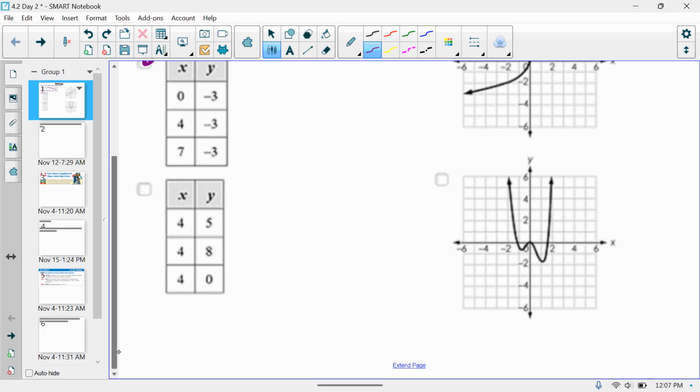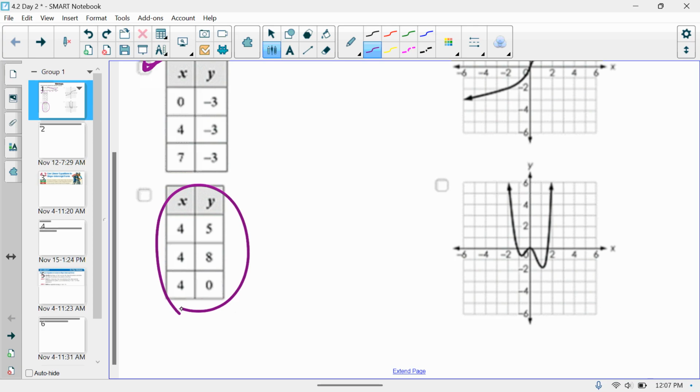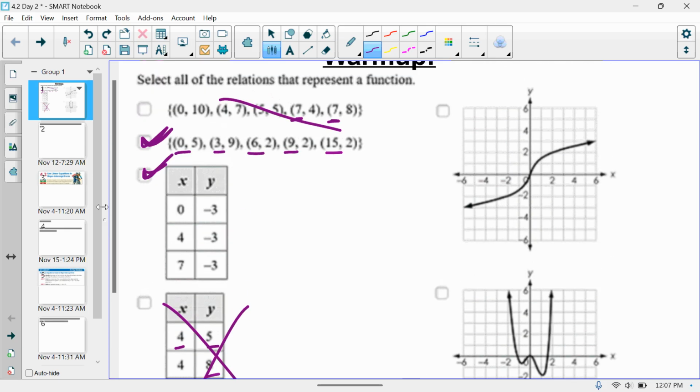Now, don't stop just because you found one that's a function because it says select all. There might be more than one. Well, we've already gotten more than one. You've got to keep going. You've got to look through all of them. Would this be a function? Thumbs up or thumbs down? That's a definite thumbs down because you've got 4 paired with 5, also paired with 8, and paired with 0. We definitely don't want to pick that one.